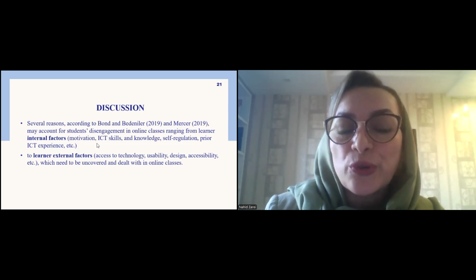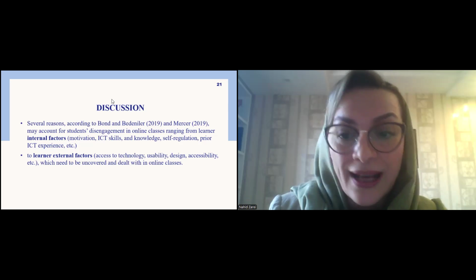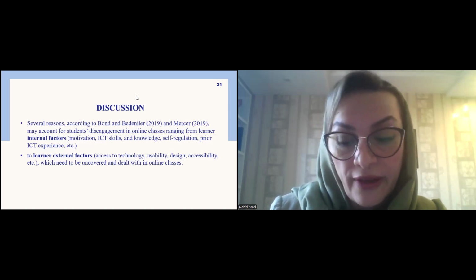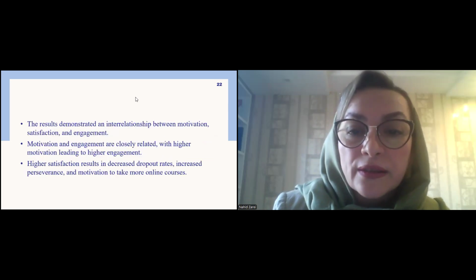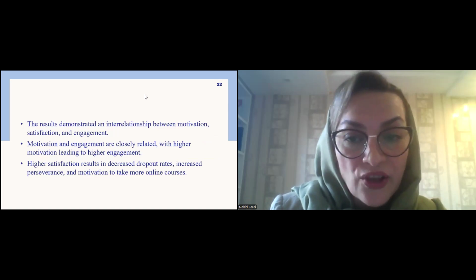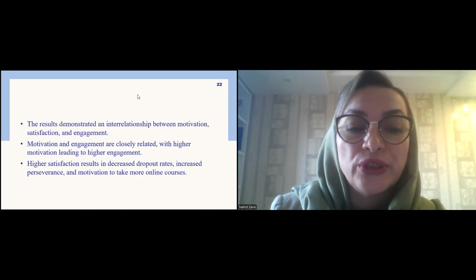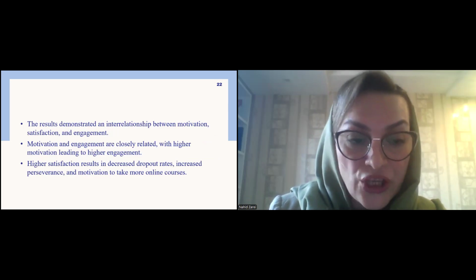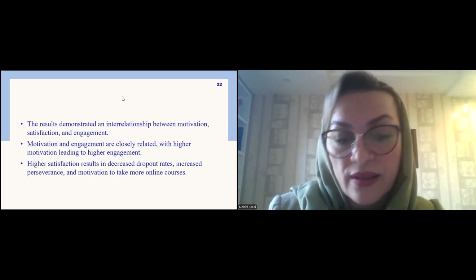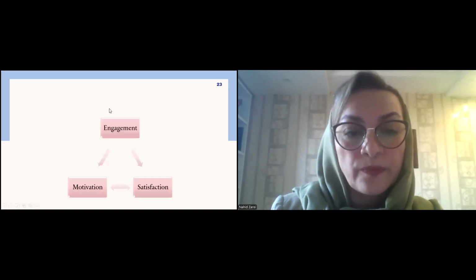Several reasons, according to Bond, Bedenlier, and Mercer, may account for students' disengagement in online classes, ranging from learner internal factors to learner external factors. The results of this study demonstrated an interrelationship between motivation, satisfaction, and engagement. Motivation and engagement are closely related, with higher motivation leading to higher engagement. And higher satisfaction results in decreased dropout rates, increased perseverance, and motivation to take more online courses.